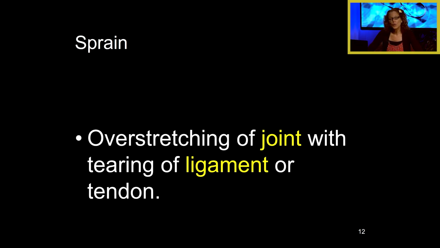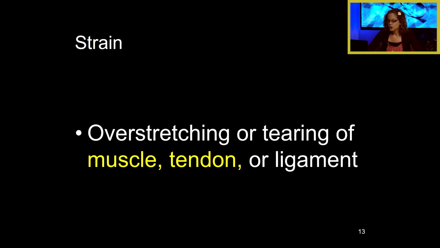If we have overstretching of a joint with some tearing of a ligament or a tendon, we have something called a sprain, all right? So that's how we define a sprain: overstretching of a joint with tearing of a ligament or tendon. A strain is a little bit different. It's overstretching or tearing of a muscle, tendon, or ligament.